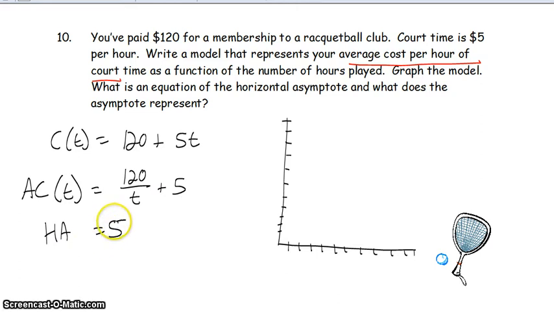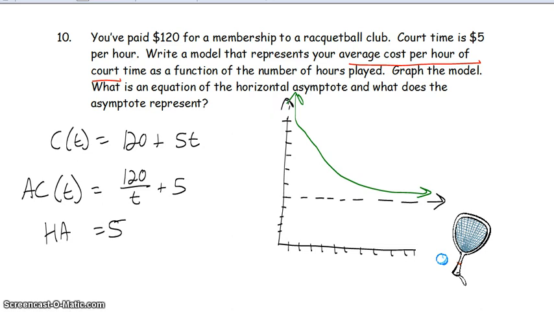The cost is $5, the average cost. 1, 2, 3, 4, 5. So here's my horizontal asymptote, and of course we had our vertical here, but that doesn't matter. And when you graph this on your calculator, you'll see that it looks something like this. As time goes on, the average cost gets closer and closer to $5, which makes sense.